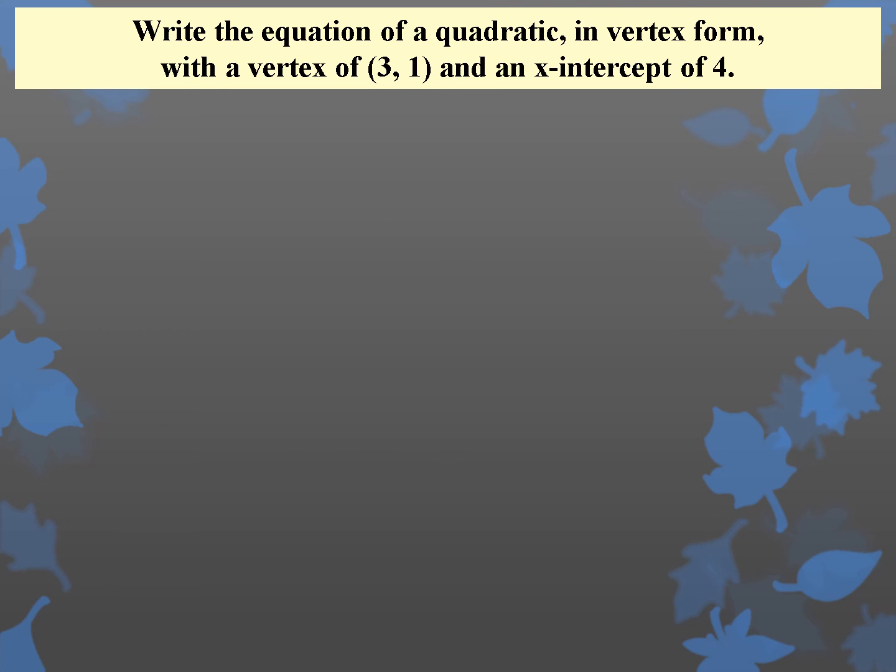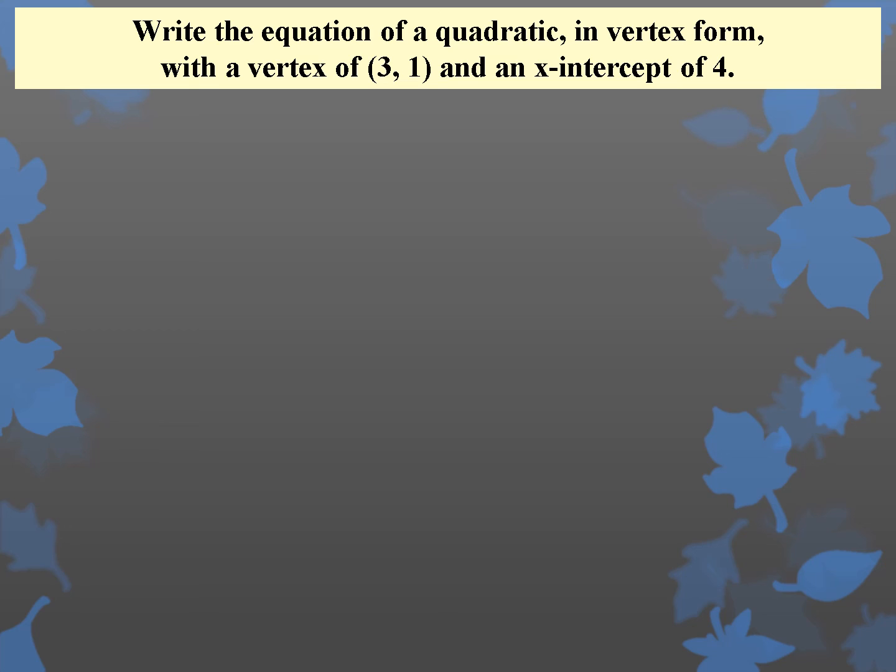All right, next example. Write the equation of a quadratic in vertex form with a vertex of 3, 1 and an X-intercept of 4. Okay, you're really going to want to pay attention to this, and you need to know how to do this. You may see this in your very near future. That's all I'm going to say. So you're going to need to really make sure you pay attention to this.